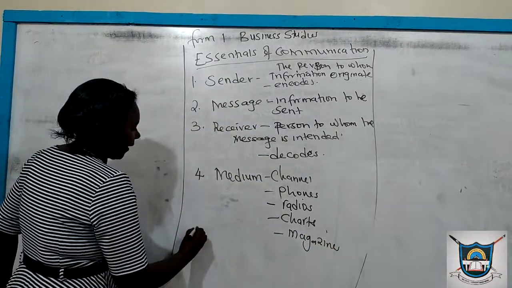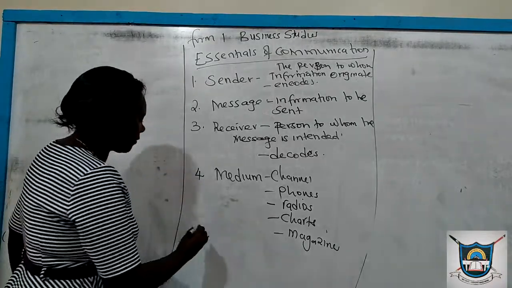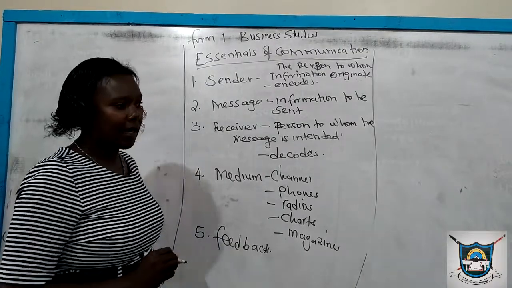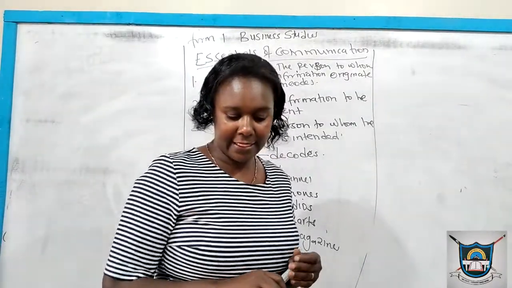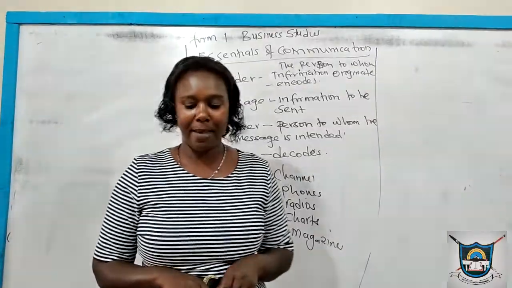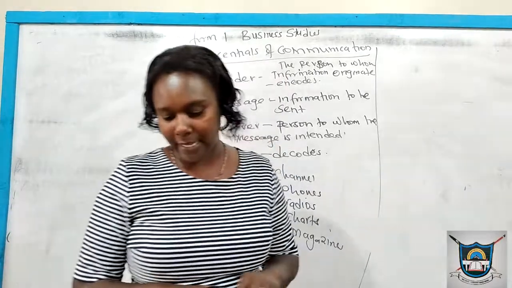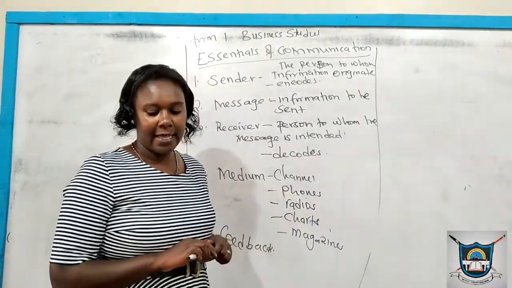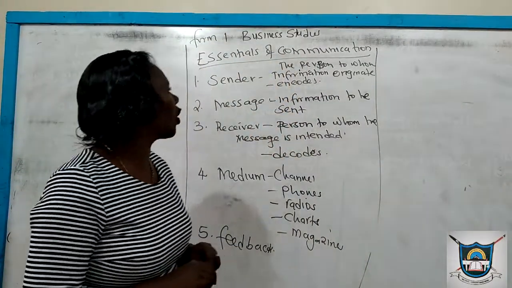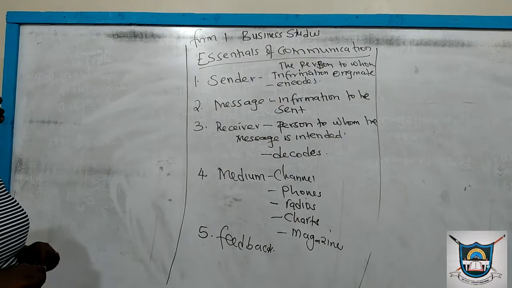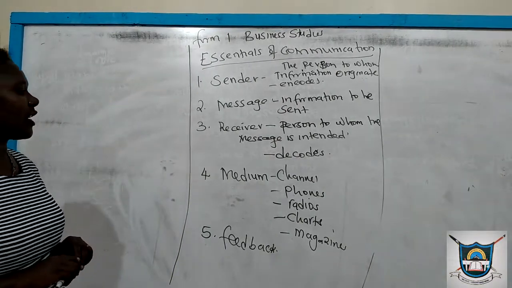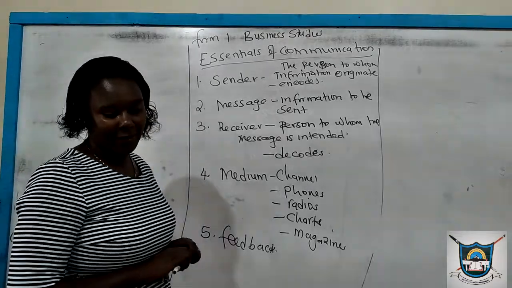Now, the number 5 is the feedback. This refers to the reaction of the receiver to the message, the kind of response that the receiver gives back to the sender. For any communication to be complete, these 5 essentials must be there. There must be a sender, the message, the receiver, the medium, and the feedback.